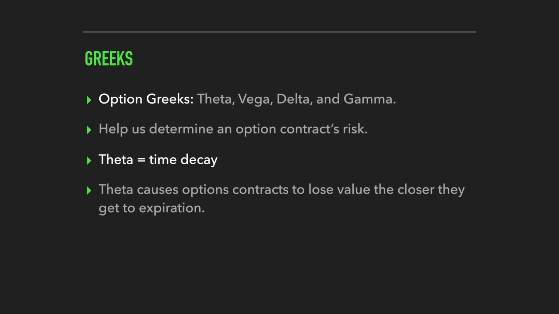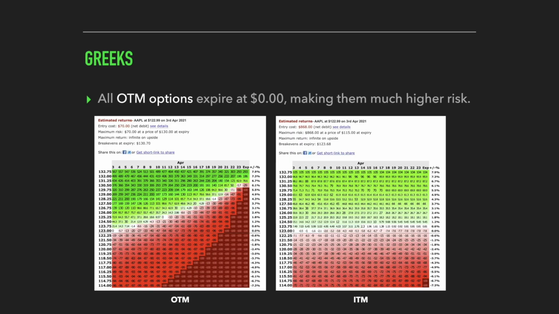And this is something that a lot of traders don't understand when they're buying a contract. Over time, whether it's a call or a put, theta is going to cause that option contract to lose value the closer that it gets to its expiration date. Now, because of theta, all out of the money options are actually going to expire completely worthless at $0.00, making them again much higher risk. So that's why if you've ever been in an option contract that is out of the money and it's getting closer and closer to expiration, you may notice that your option contract is losing value very quickly, even though the price of the underlying stock is staying exactly the same. And again, that's just going to be because of time decay, since they're losing value as they approach their expiration date.